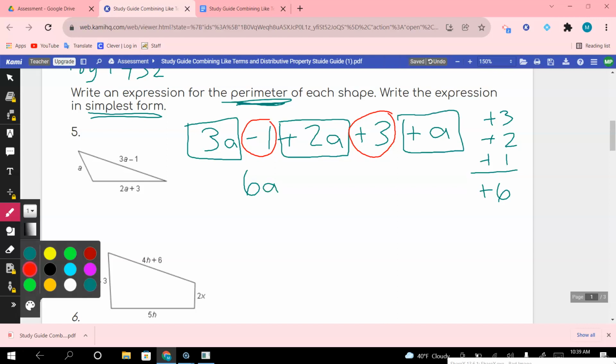And then let's put together our constants, our numbers without variables. So we have a negative 1 and a positive 3. They have different signs, so therefore we're subtracting. 3 minus 1 is 2. And it is going to be a positive because the 3 has a greater absolute value. So plus 2, and then this is my answer: 6a plus 2.